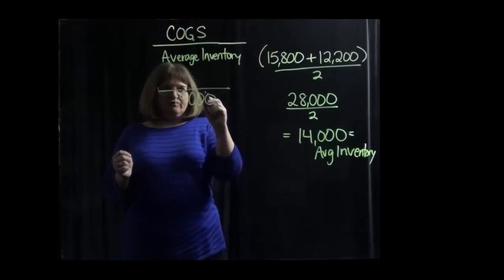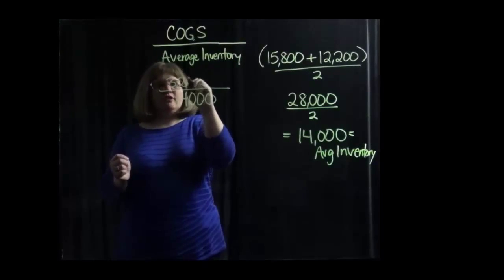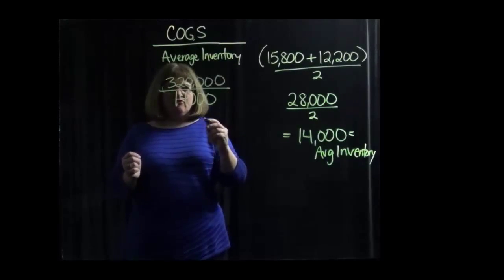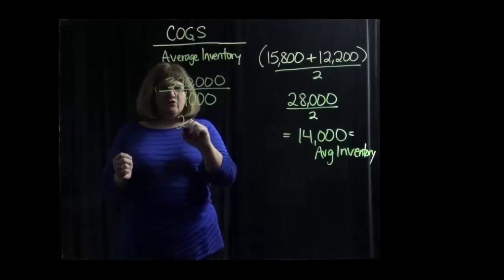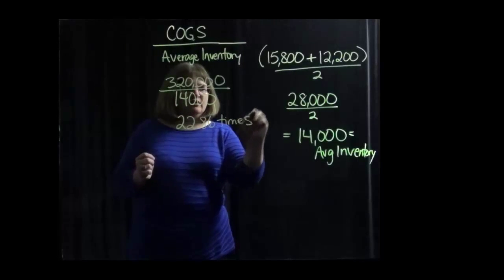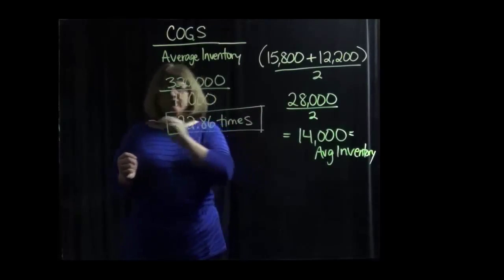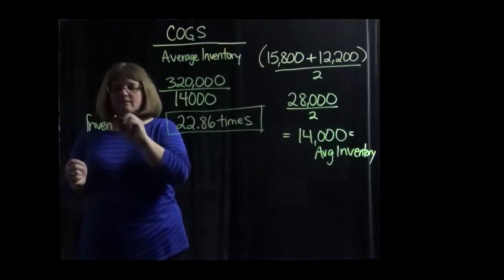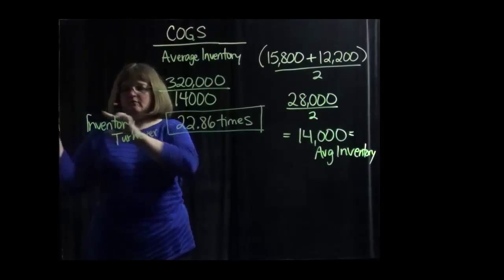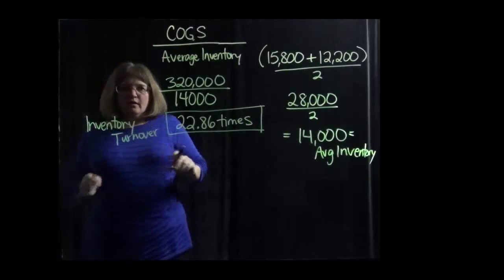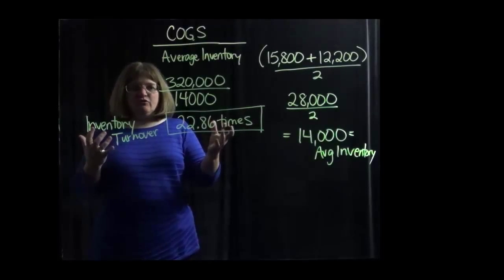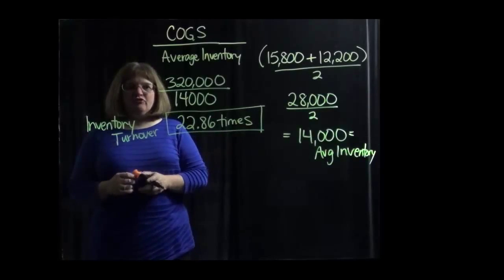The cost of goods sold that goes in the numerator was given to us as $320,000. And if we divide $14,000 into $320,000, we find that that goes 22.86 times. So this is our inventory turnover. That means that this company sold the equivalent of its average inventory 22.86 times during the year.